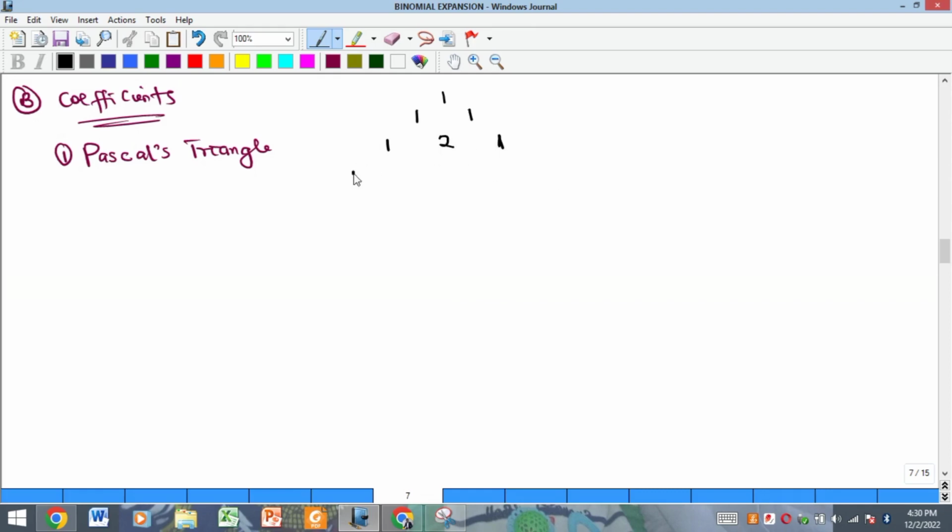And then on the next one, I have 1 here. The sum of this is 3. Here is also 3, and then you end it with 1. The next one will be 1.